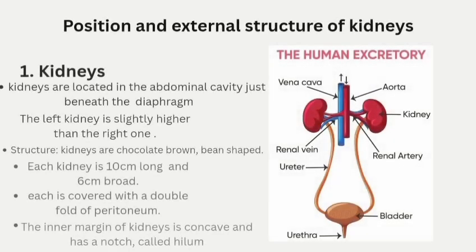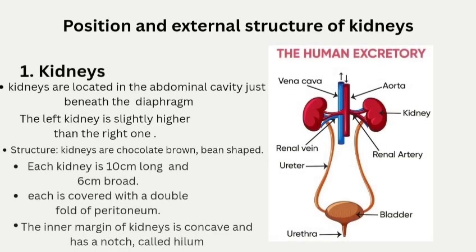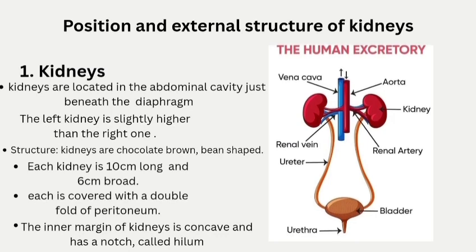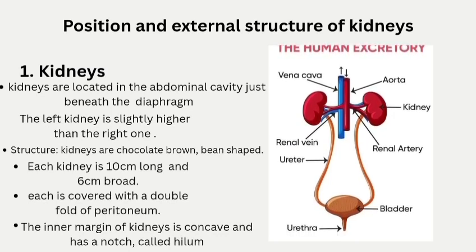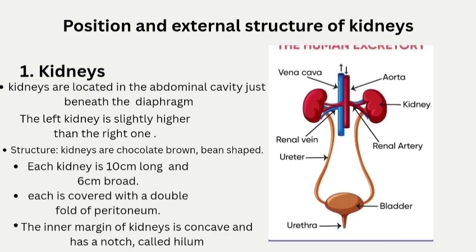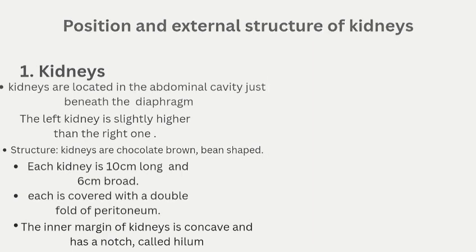Kidneys are located in the abdominal cavity just beneath the diaphragm. The left kidney is slightly higher than the right one. The kidneys are chocolate brown and bean-shaped. Each kidney is 10 centimeters long and 6 centimeters broad. Each kidney is covered with a double fold of peritoneum. The inner margin of the kidney is concave and has a notch called hilum.